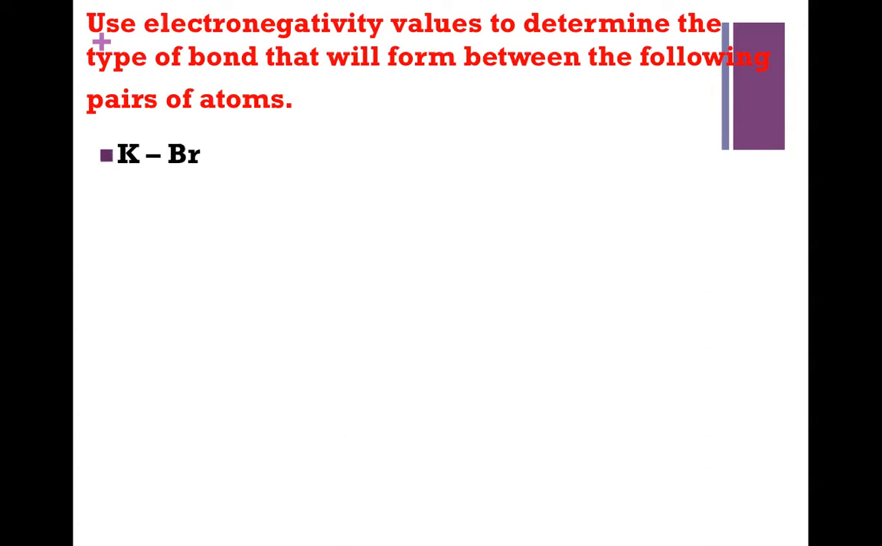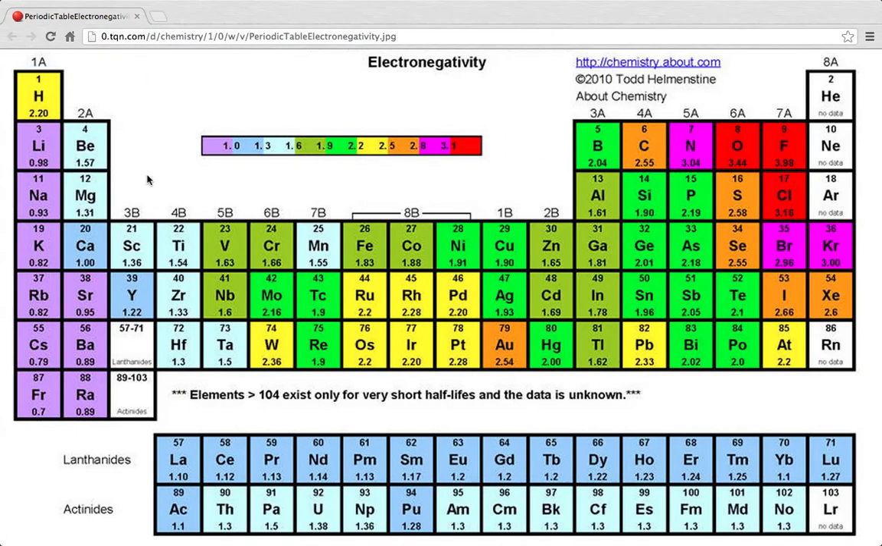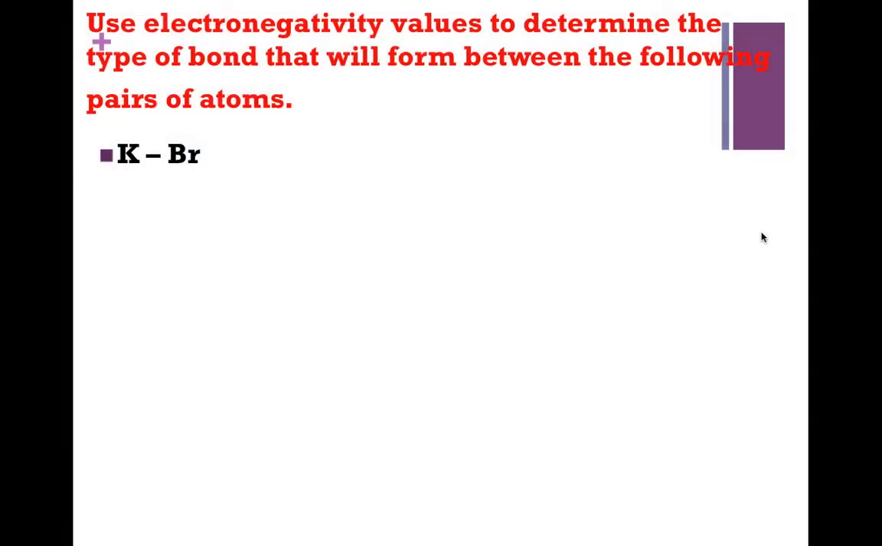So let's say you were given potassium bromide. First you would look up potassium and then bromine, and then you would subtract their two values and then look at your chart. So let's do that. So we go to here, potassium 0.82, bromine 2.96. Let's go back. Okay, 2.96 minus 0.82 is going to give me 2.14, which falls into the ionic category if you go back to that chart.